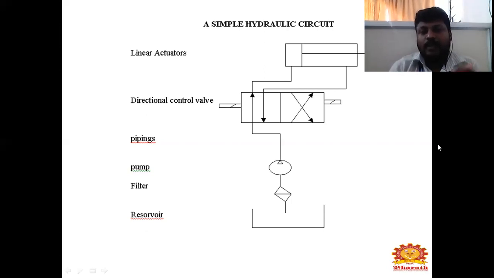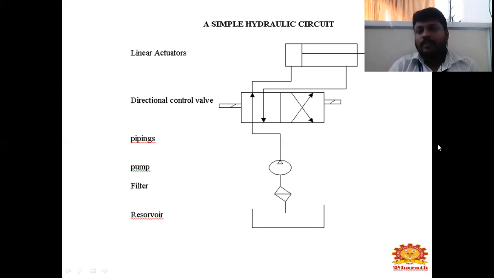And next one is your directional control valve, where you will be changing the positions. You will be changing the direction of flow of your fluid. That is called a directional control valve. Next one is piping, which you will use for giving connection from one point to another. Next one is the pump. It is a unidirectional pump where you will be pumping the fluid from your reservoir to your system. Next one is your filters.